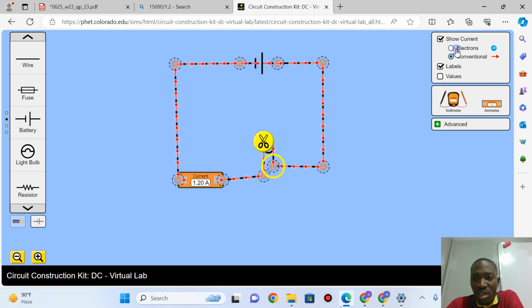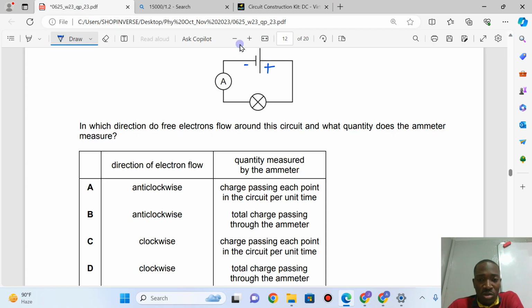And what if we check the electron? What will be the direction of electron? Electrons flow in the opposite direction to the direction of current. So electrons come out from the negative terminal, flow through the circuit and return to the positive terminal. And this is the ammeter used to measure current. So the direction of flow of electrons is anticlockwise. The quantity measured by the ammeter is the current.